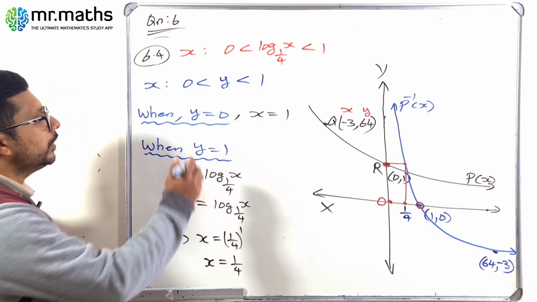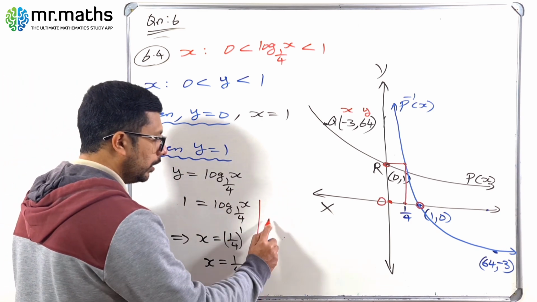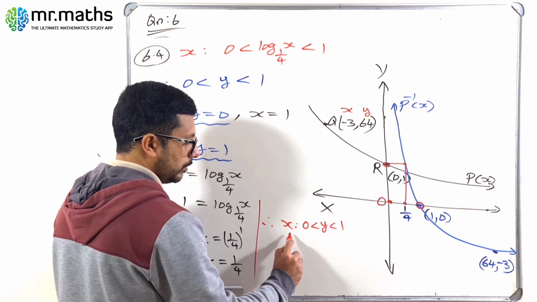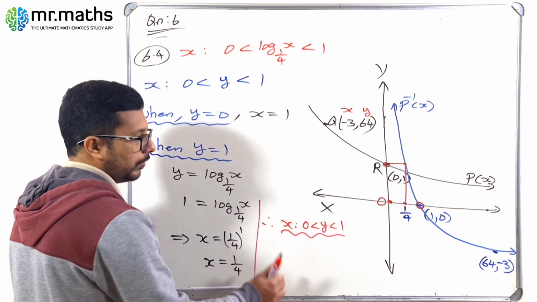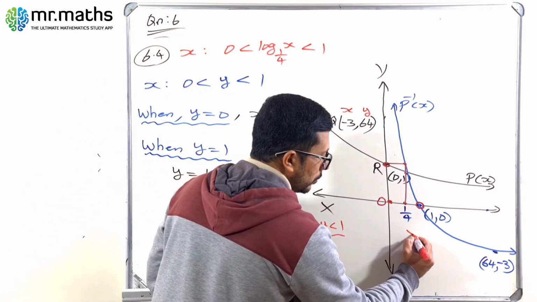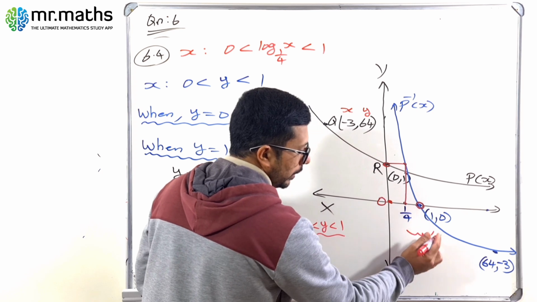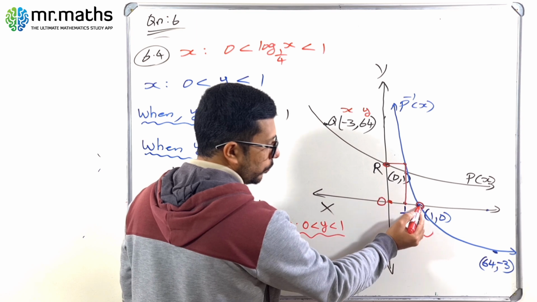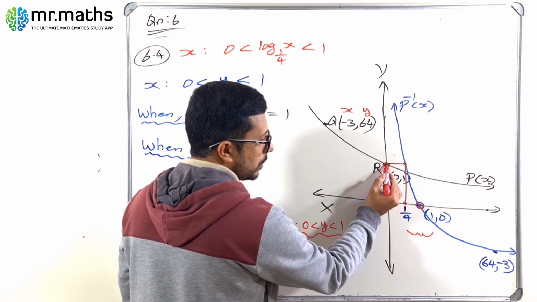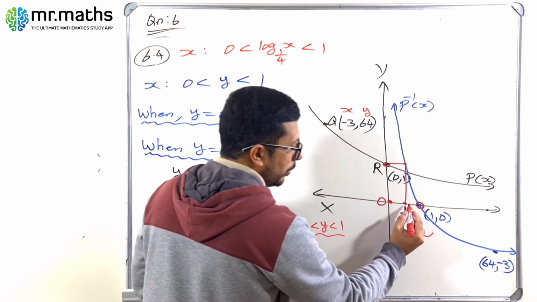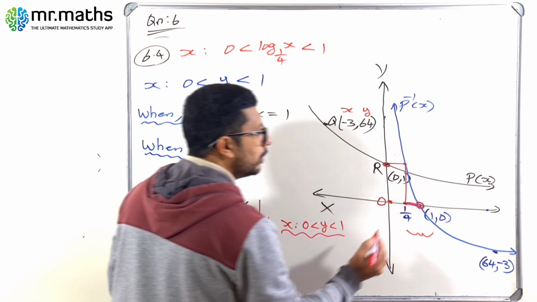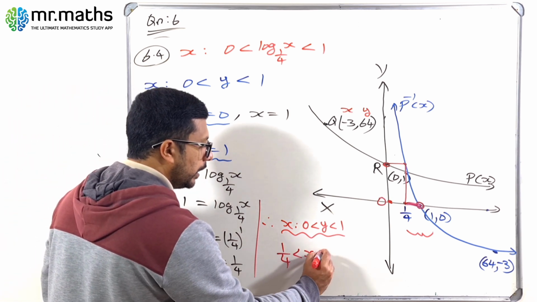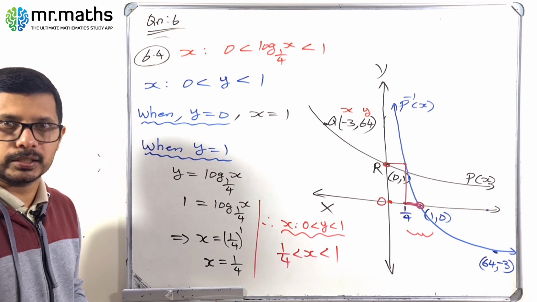Okay. Therefore, the values of x for y between 0 and 1: the values of x are between 1 by 4 and this 1. Am I right? Okay. So when y is 0, it is 1. And when y is 1, it is 1 over 4. So it means that the value of x is between this 1 over 4 and 1. Okay. So 1 over 4 less than x less than 1. And that's the answer.